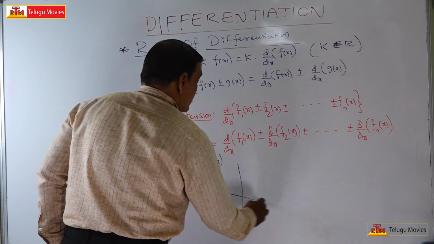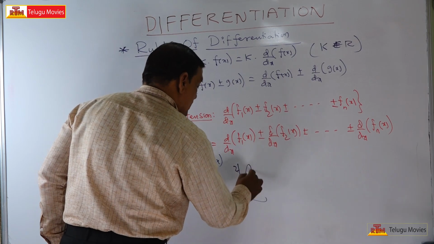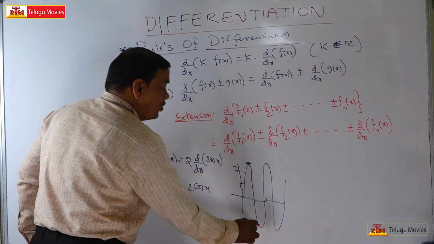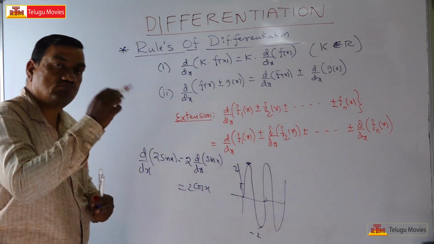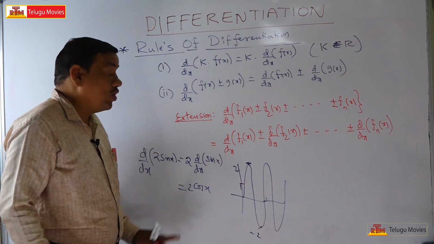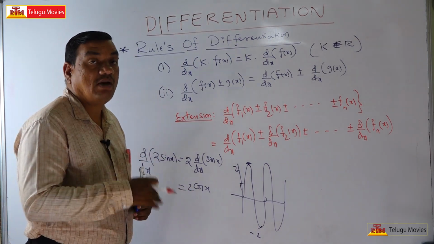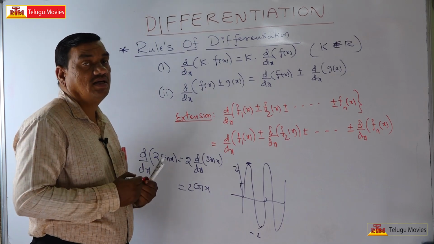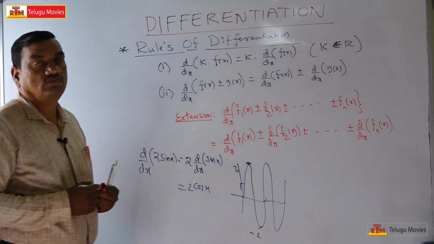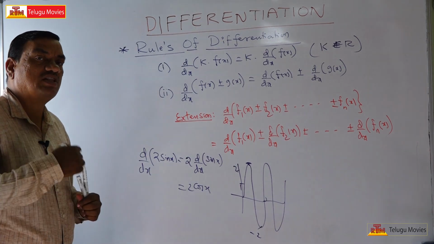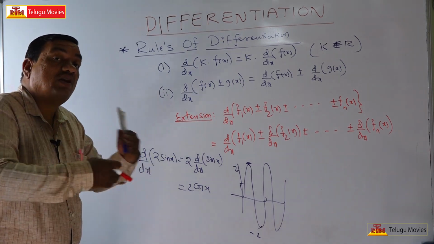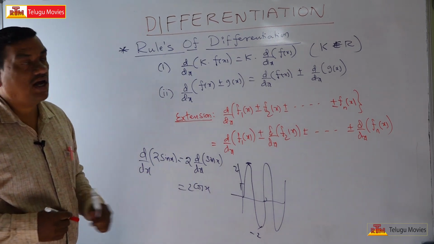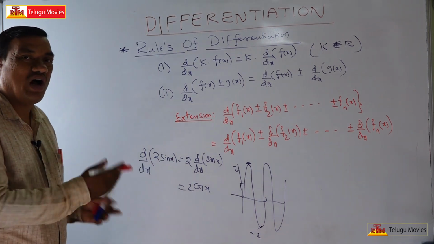How can you understand this? For 2 sin x, the curve will be like sin x but with maximum value 2 and minimum value minus 2. Your slope is also 2 times, double the slope of the sin x curve. Whatever the slope of the tangents for sin x, it will be double that. So you can take the 2 common, outside.